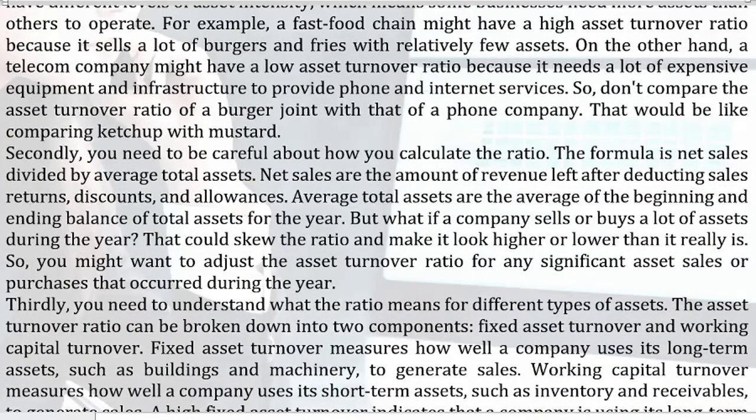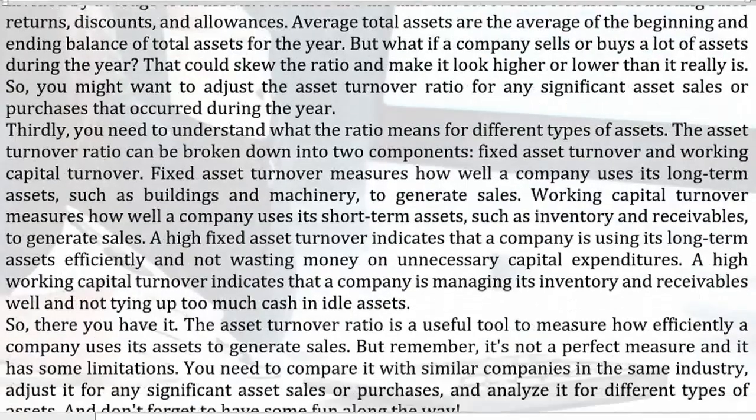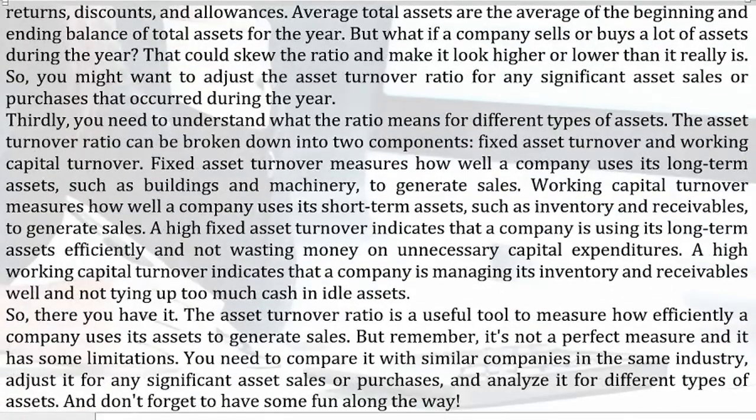Secondly, you need to be careful about how you calculate the ratio. The formula is net sales divided by average total assets. Net sales are the amount of revenue left after deducting sales returns, discounts, and allowances. Average total assets are the average of the beginning and ending balance of total assets for the year. But what if a company sells or buys a lot of assets during the year? That could skew the ratio and make it look higher or lower than it really is. So, you might want to adjust the asset turnover ratio for any significant asset sales or purchases that occurred during the year.